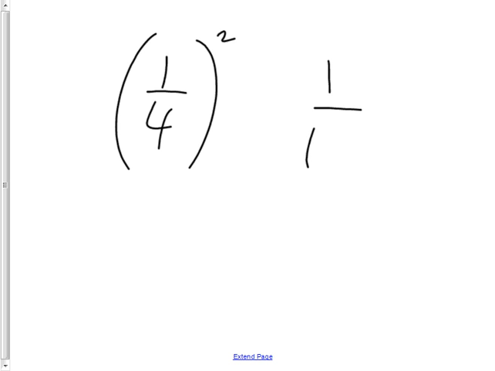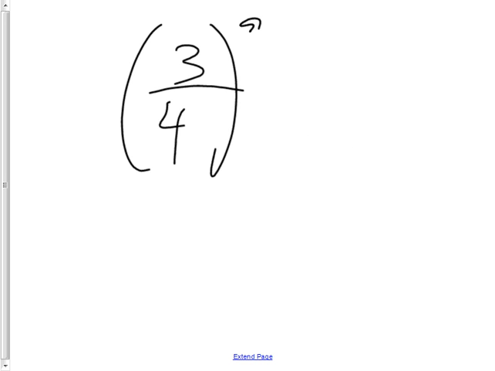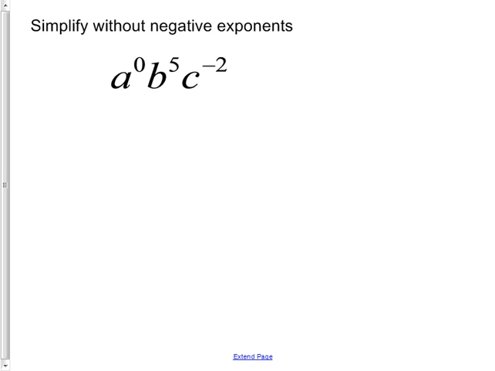1 over 16. Why didn't you touch the top? It's just you did square it. It's just that it's 1 squared is still 1. Okay, good. How about if I had 3/4 squared? Oh, not squared, not to the 9th. That's awful. Squared. What's that? 9/16. Good. All right. Next concept that's a little tougher is fraction exponents.